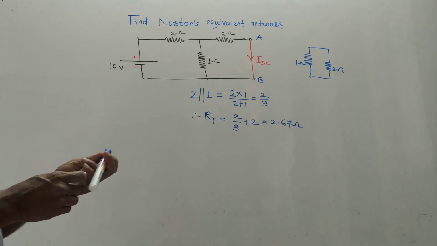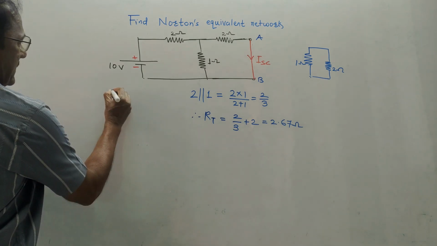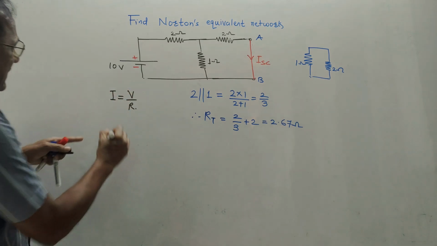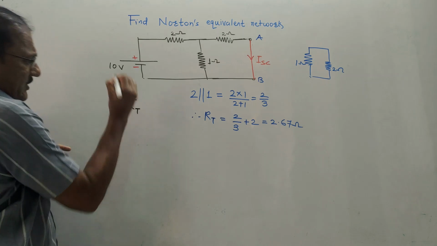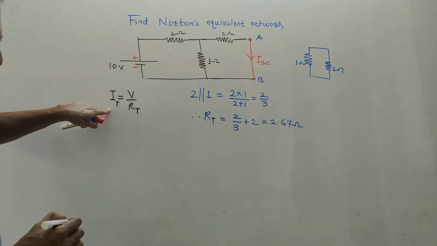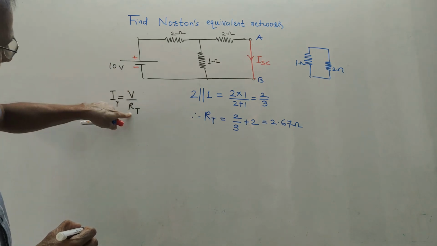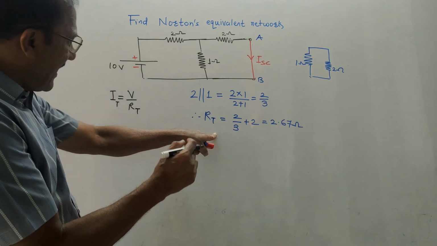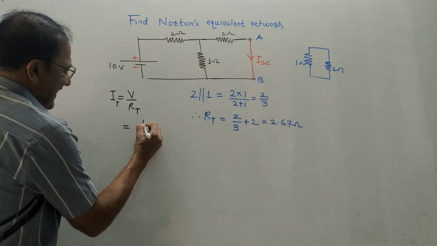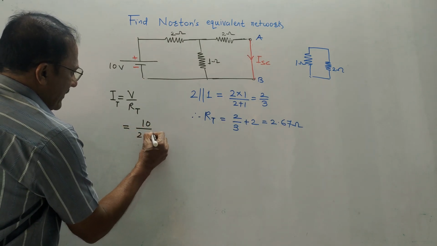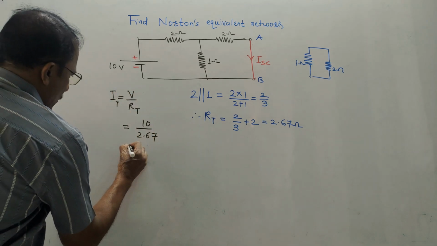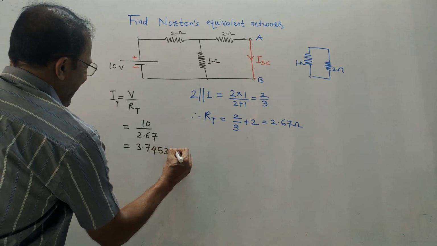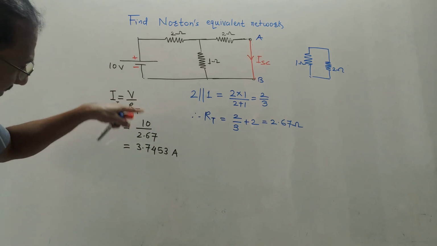Now, recall the basic Ohm's law. Basic Ohm's law is I equals V upon R. In this case, I will say this as total current and resistance as total resistance. So I have denoted it as IT, total current, equals V, supply voltage, divided by total resistance. This is Ohm's law. That's why, to calculate total current, I have calculated RT. So I can write it as 10 upon 2.67. So the value of total current will be 3.7453 amperes. Keep in mind, this is the value of total current.